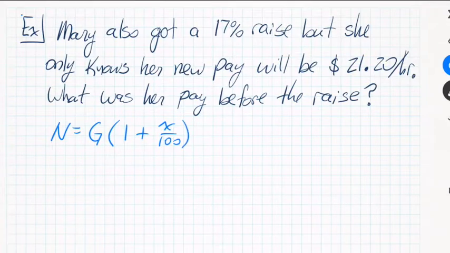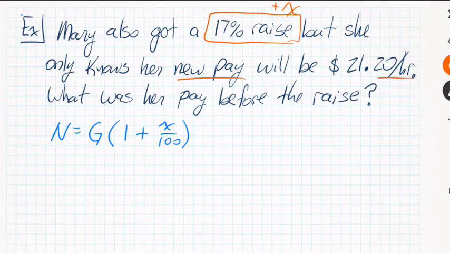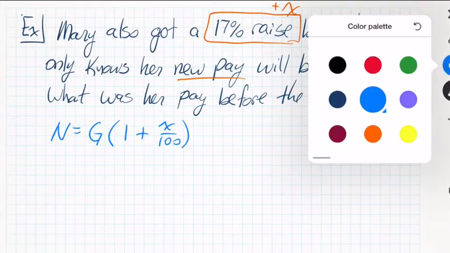All right, so let's start looking for the variables in this problem. So she got a 17% raise, so that's going to be x just like before. It's going to be positive because it's a raise. Then we know her new pay is going to be $21.20. So that's going to be N in this case. So the biggest mistake people make is this N. Sometimes they'll use 2120 as the old value, and that'll mess up the formula completely. So you have to be really careful. This is a new value, so you're going to have to put 2120 in the spot of N.